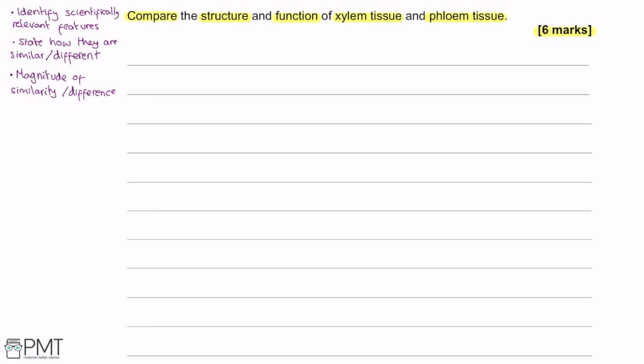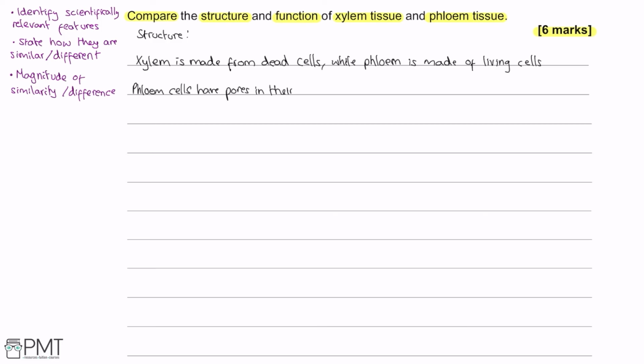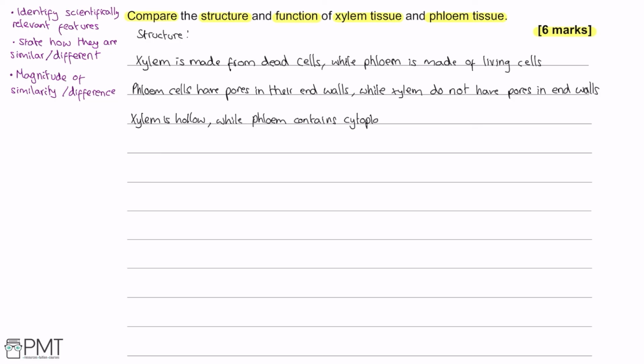You might start by talking about the structure of these 2 types of cell. Xylem is made up from dead cells, while phloem is made of living cells. Phloem cells have pores in their end walls, whereas xylem do not have pores in the end walls. Xylem is hollow, while phloem contains cytoplasm, and xylem contains lignin, but phloem does not contain lignin. And notice how when we're describing the differences here, we say one has X, whereas the other has Y. Make sure you include those connectives.